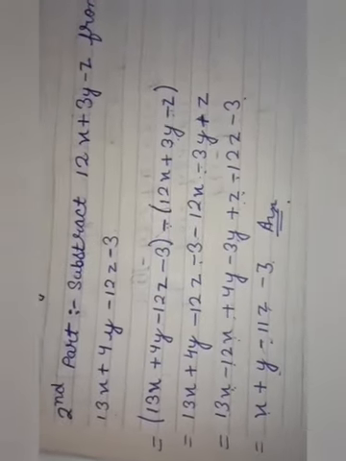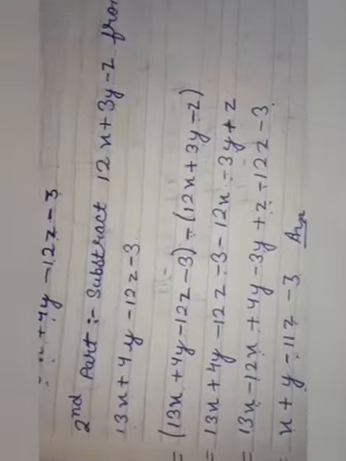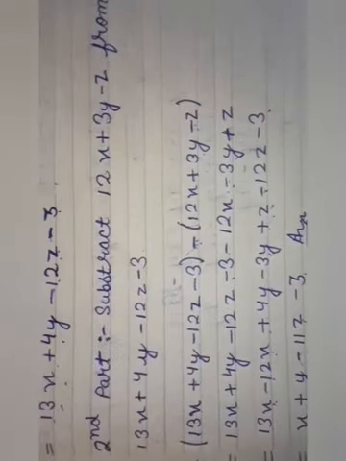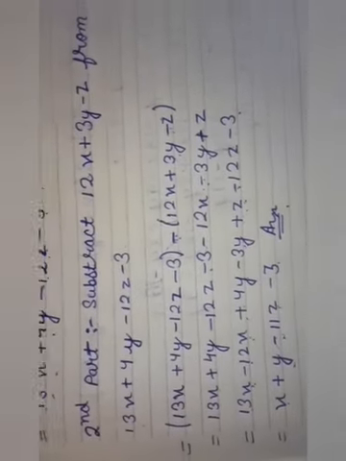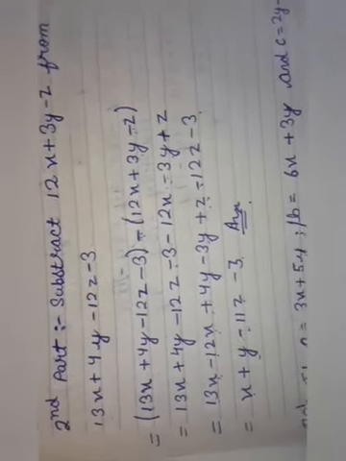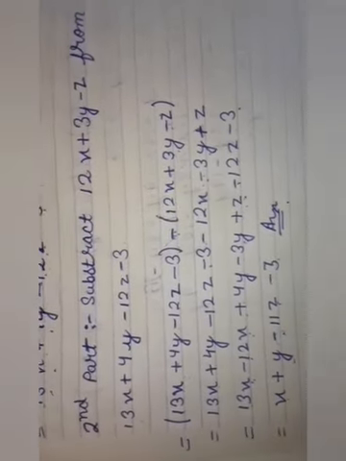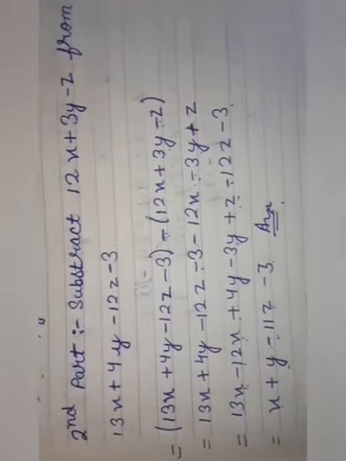4y minus 12z minus 3. And as I told, you have to put them in brackets. As I have put them in brackets, you can see, and subtraction means you have to put the minus sign. Now I would like to tell you that if there is a minus sign before the bracket, and when you are going to remove the bracket, the opposite signs will come down.